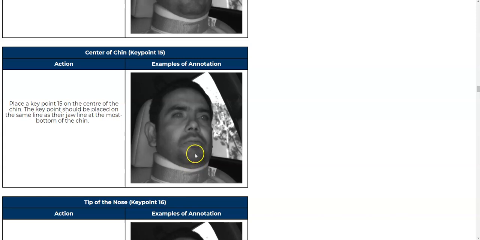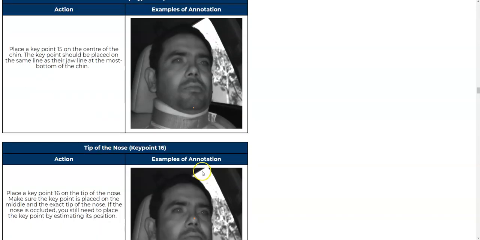Do not place it here or on the neck. It should follow the jawline and sit at the middle of the chin.